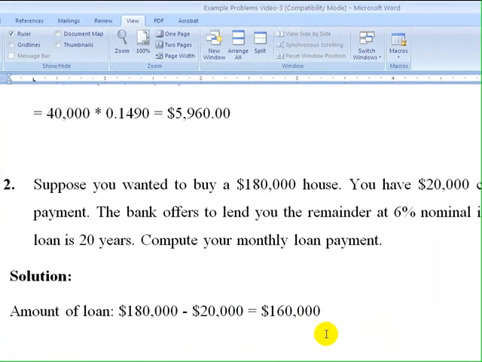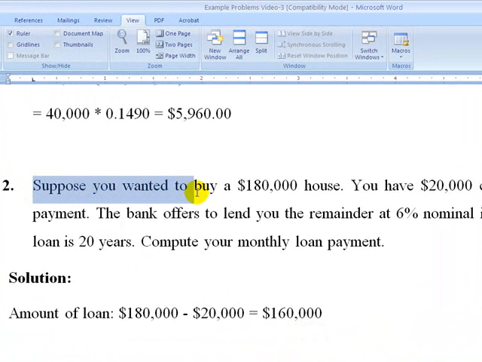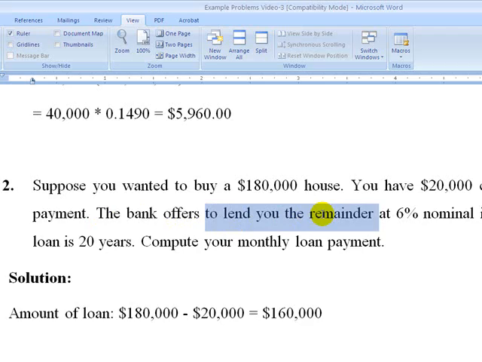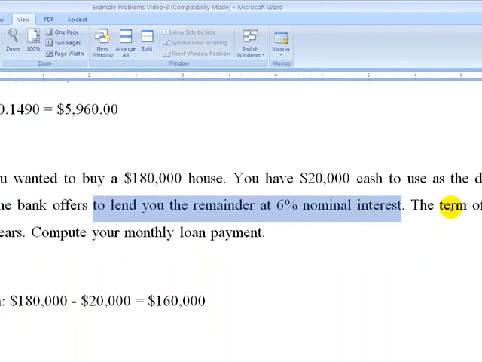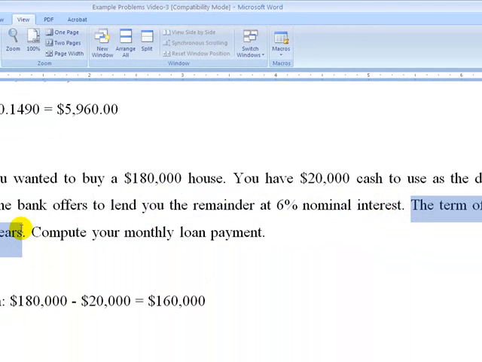Okay, so first let's read the problem. Suppose you wanted to buy a $180,000 house. You have $20,000 cash to use as the down payment. So the house costs $180,000, and you already have $20,000 for the down payment. The bank is offering to lend you the remainder of the money at a 6% nominal interest rate, and the term of the loan is 20 years. So your job is to compute the monthly loan payment.